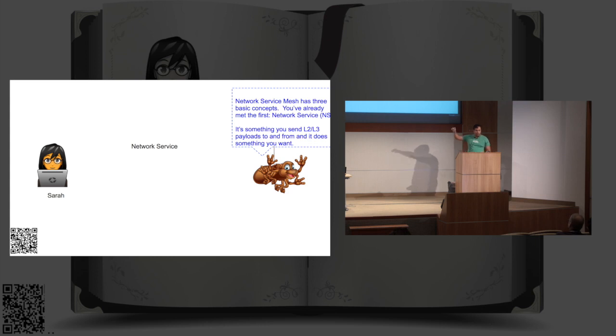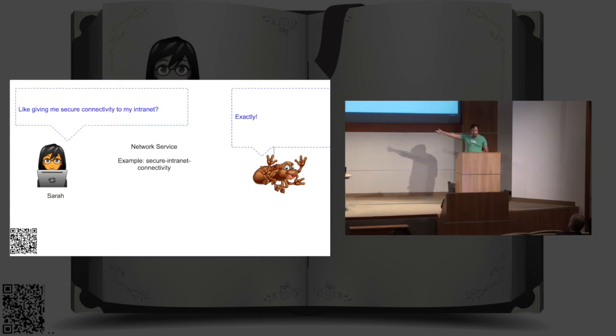So things to notice about this: there's no definition of interfaces, there's no subnets, no routes that are listed in here. So from Sarah's perspective, it looks a little bit like magic.